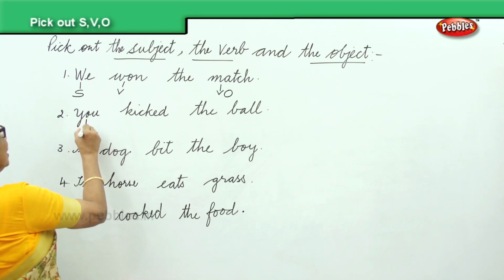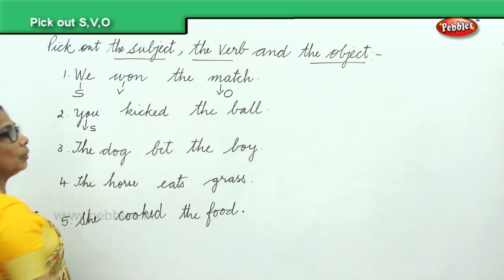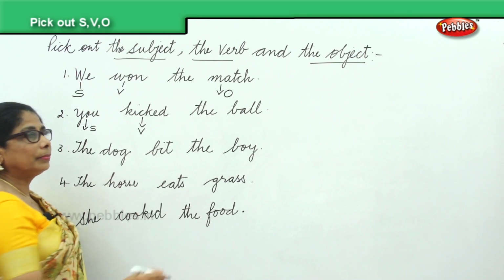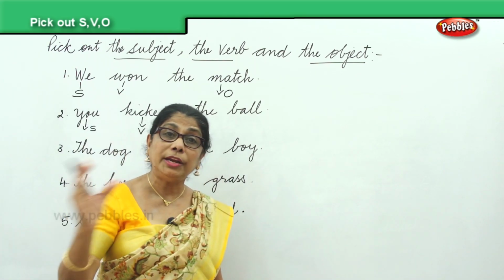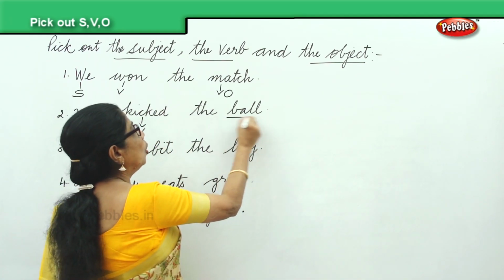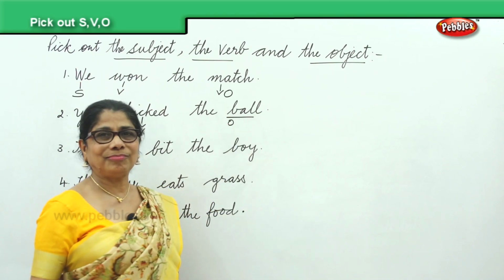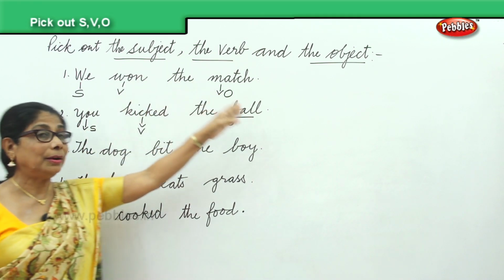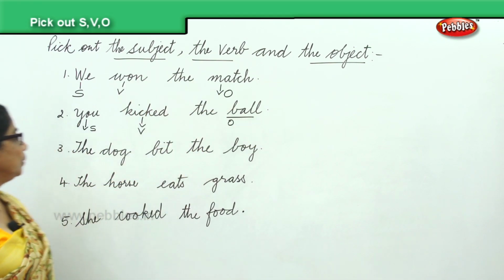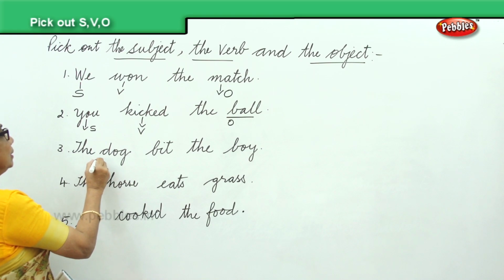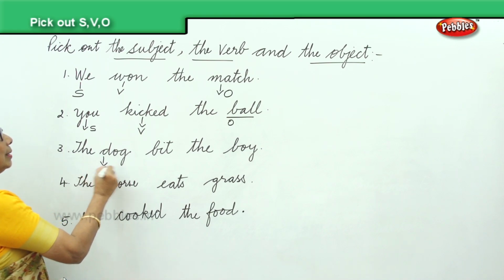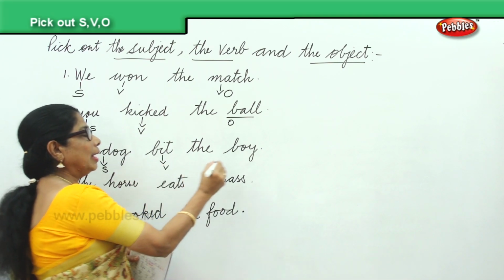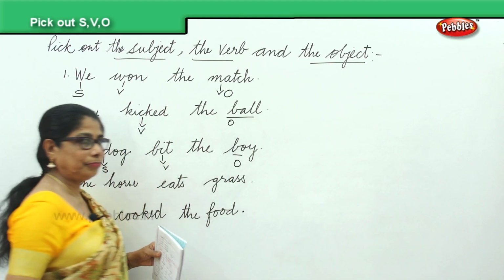Now, you kicked the ball. You is the subject. What did you do? Kicked. The action kicked. And that's the verb. And ball is the object. What did you kick? The ball. So the ball is the object. So you got the subject, you, object, ball, verb, kicked. And here you have the dog. The dog is the subject. What did the dog do? Bit. This is the verb. And you have the boy, object.